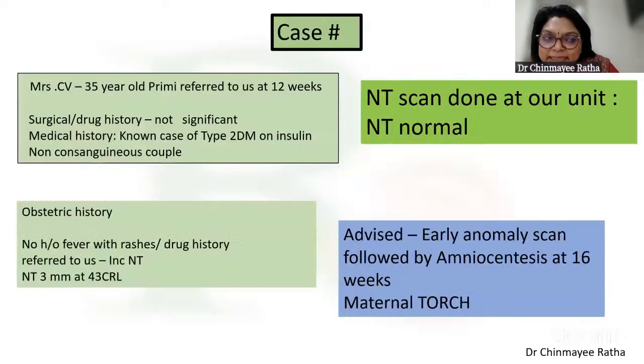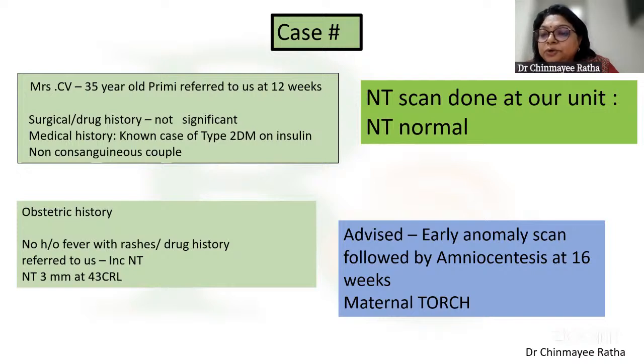I will share one interesting case with you where a 35-year-old primigravida comes to us at 12 weeks. She's a known case of type 2 diabetes on insulin, and somewhere somebody had noted an increased NT, but at that time the CRL was about 43, so we did not consider that as appropriate and repeated the NT scan. The repeat NT scan surprisingly turned out to be normal. However, because it was already increased at some point and the woman was 35 years, she wanted clarification, so we planned for doing an amniocentesis at 16 weeks.